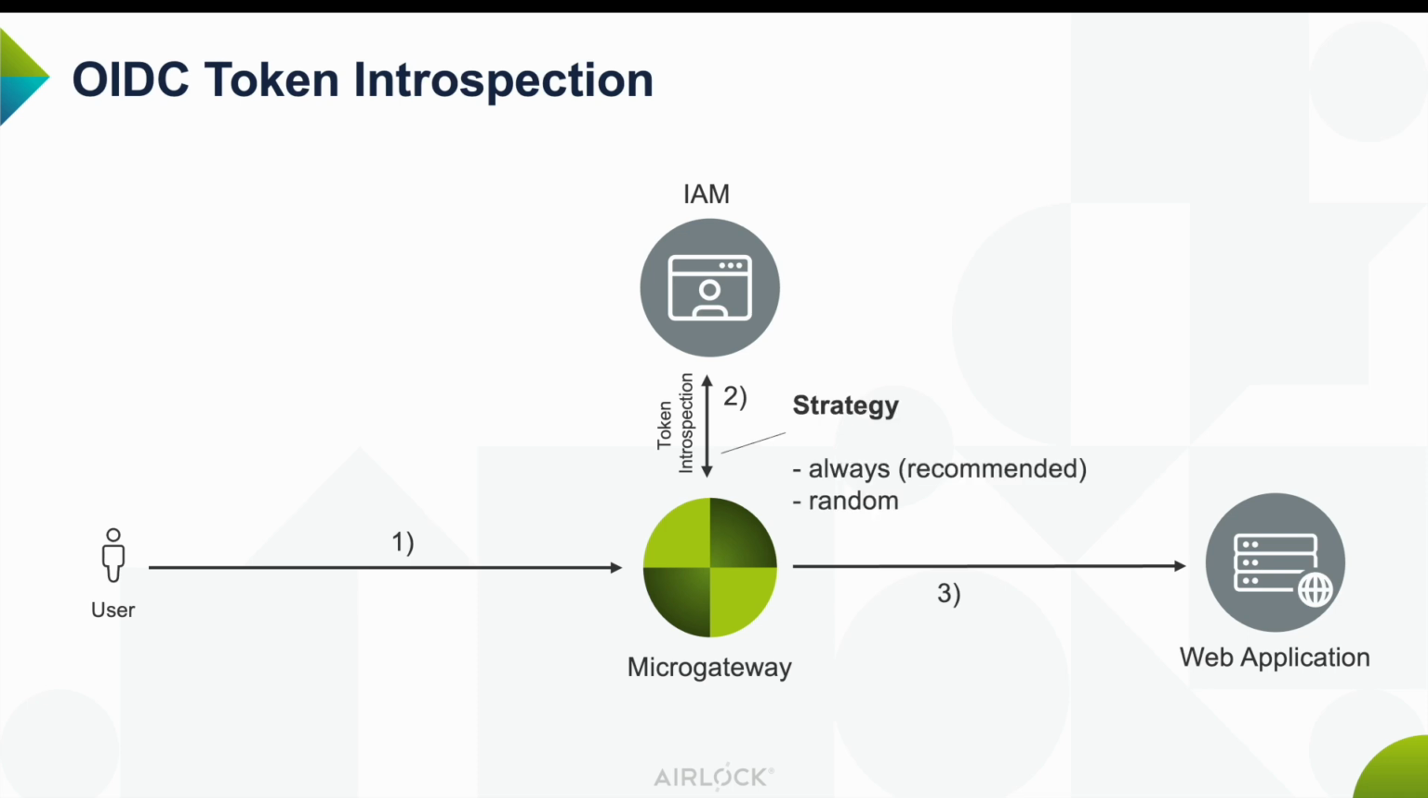As mentioned before, Airlock Microgateway can be configured with different strategies to reduce the load on the introspection endpoint. Currently, always and random are possible options. From a security perspective, we recommend to use always.